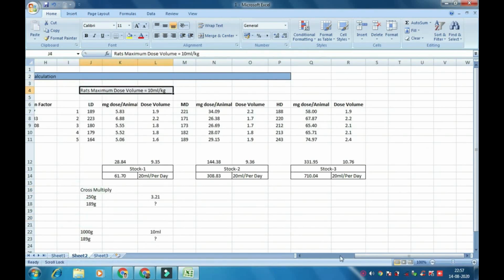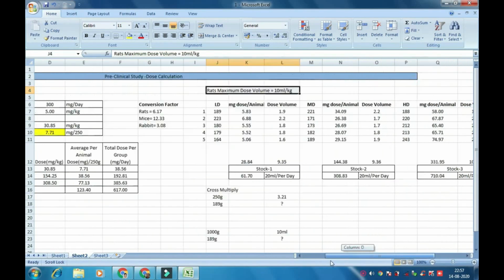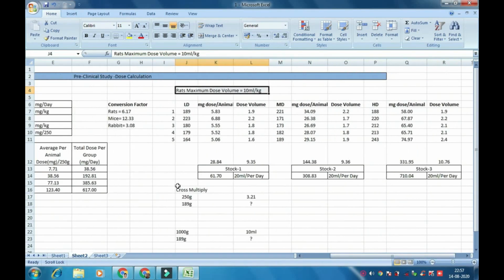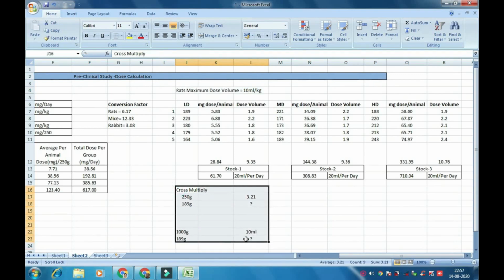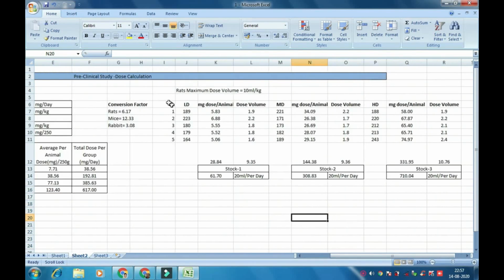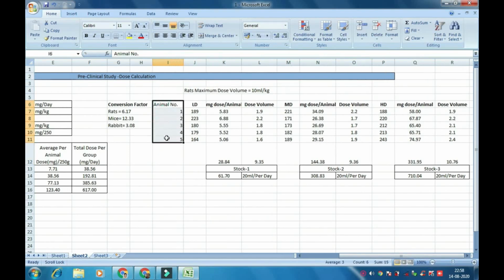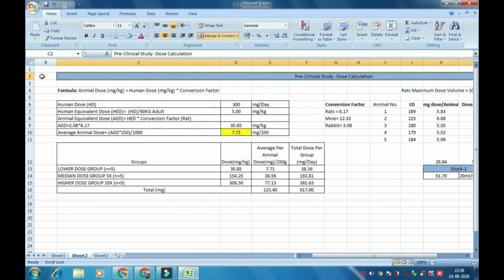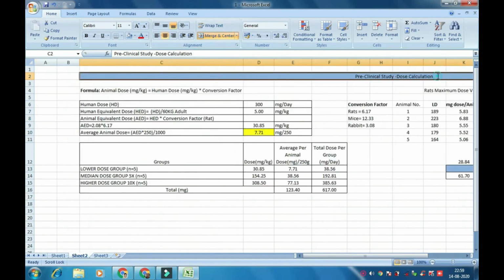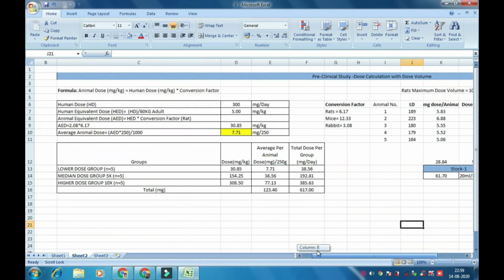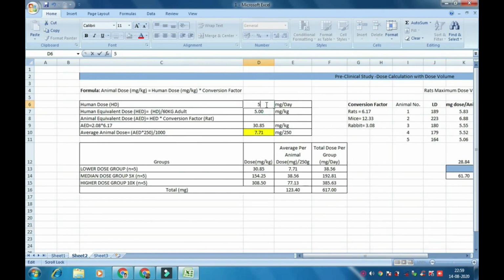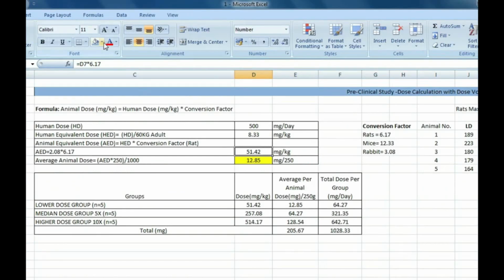Now you can keep this up to the above. And one more thing we have to keep in mind, the dose volume we have to calculate per ml, so that we have to write here. Now you can change your sheet according to your creativity, and also you can change the human dose up to 500, and accordingly you have to check that it is changing or not.